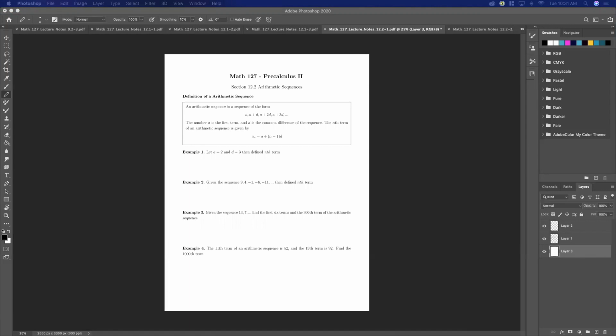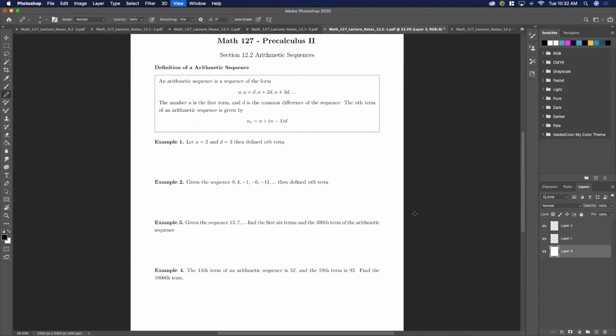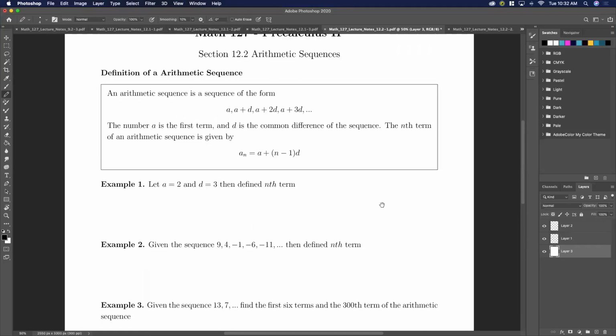All right, so let's start with arithmetic sequences. Not what I wanted. Ta-da. Why is this not working? Oh, because I'm hitting the wrong buttons.